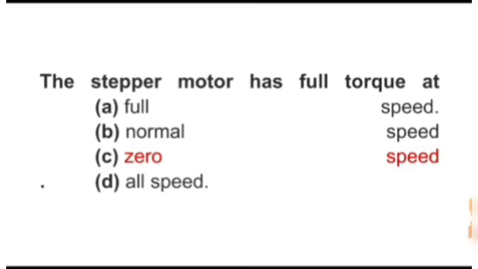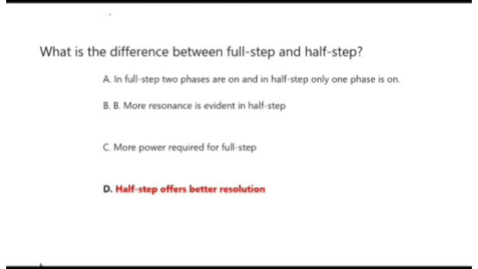Next question is, what is the difference between full step and half step? Options are: in full step, two phases are on, and in half step only one phase is on; more resonance is evident in half step; more power required for full step; and half step offers better resolution. Correct option is half step offers better resolution.